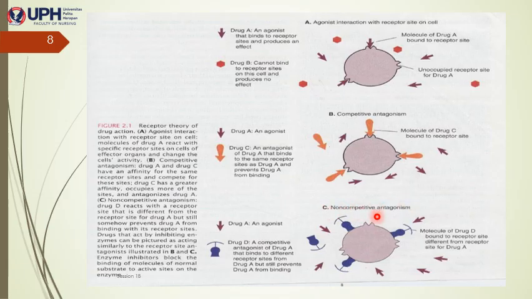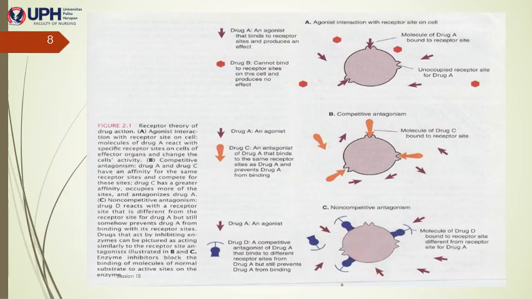Now let's see the non-competitive antagonism. We still have drug A, an agonist, but then we have drug D. Drug D is very big, and it is a non-competitive antagonist of drug A, and it can bind anywhere. It doesn't need to be at the receptor site of drug A. When drug D comes to the cell, it binds anywhere but prevents drug A from being bound by the receptor site. So drug D is completely the antagonist here, preventing drug A from having an effect on the cell.